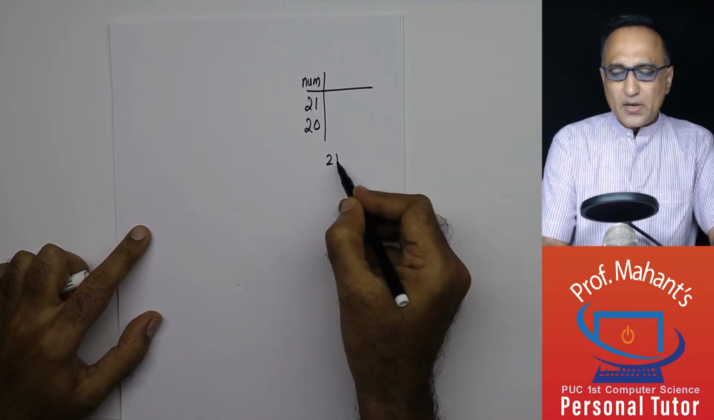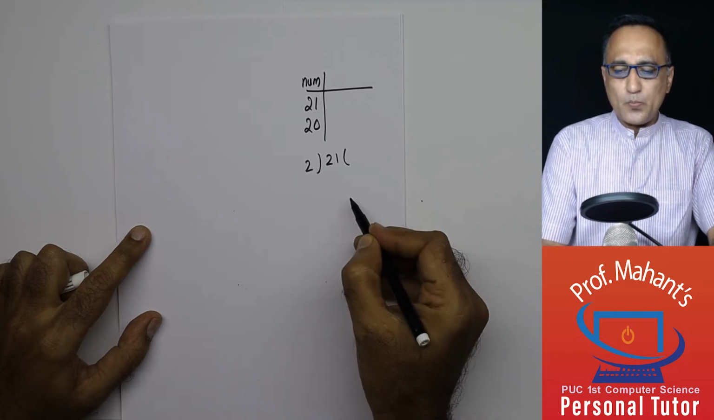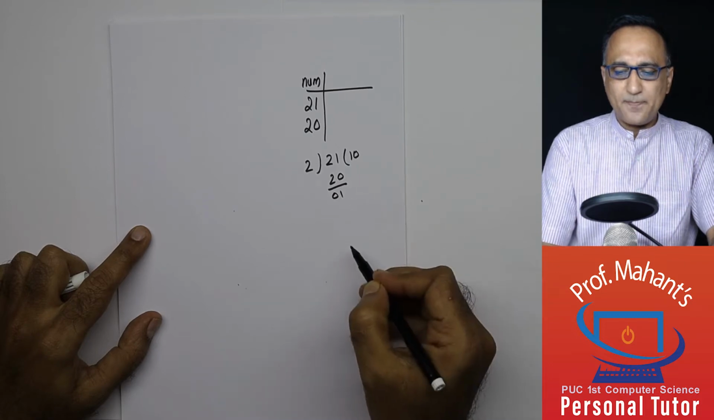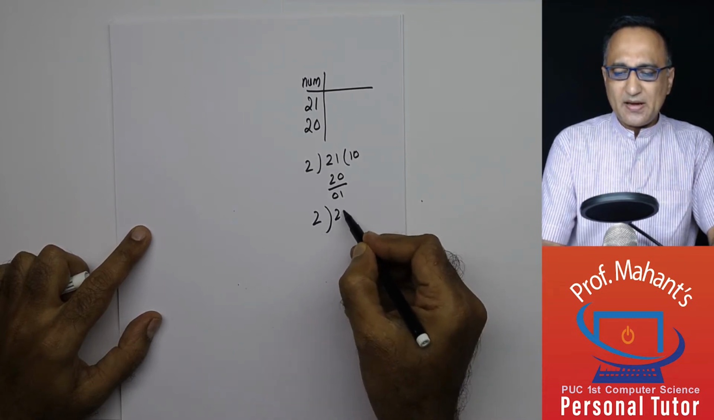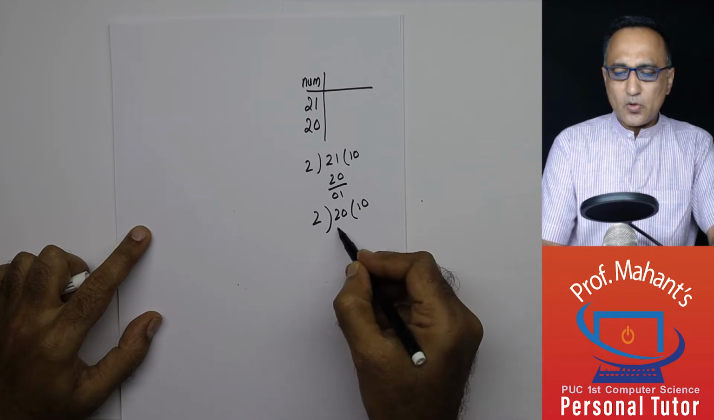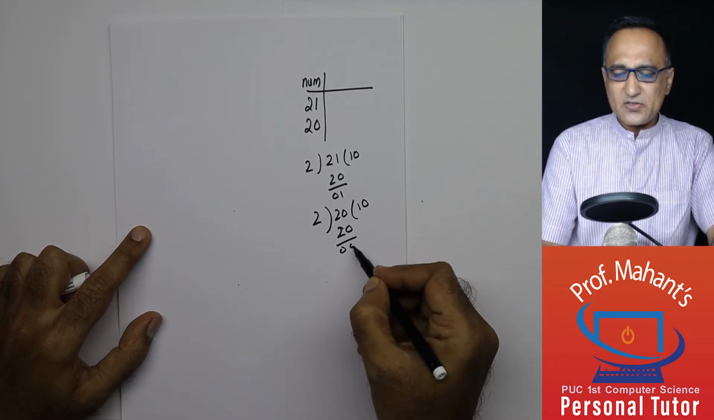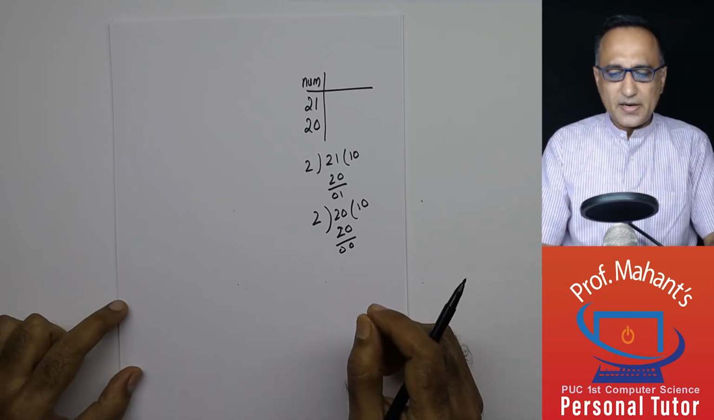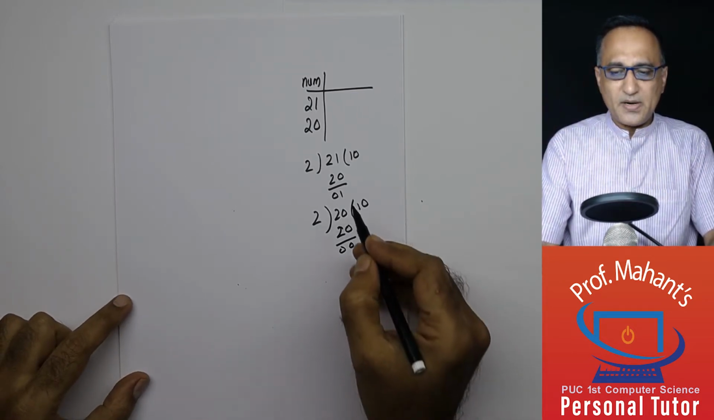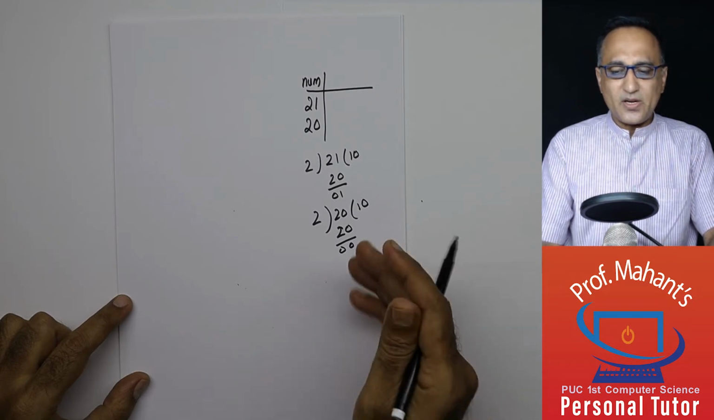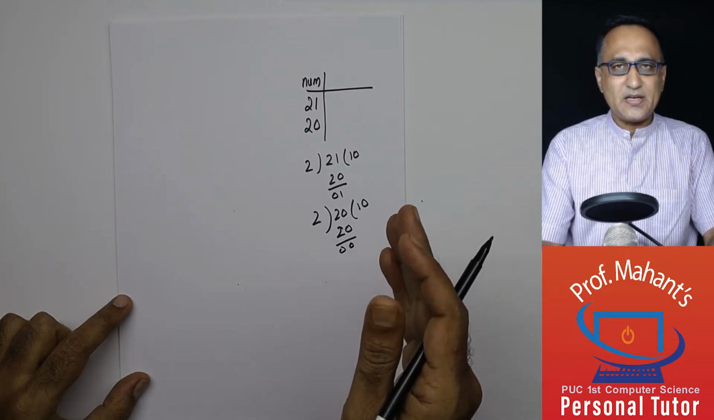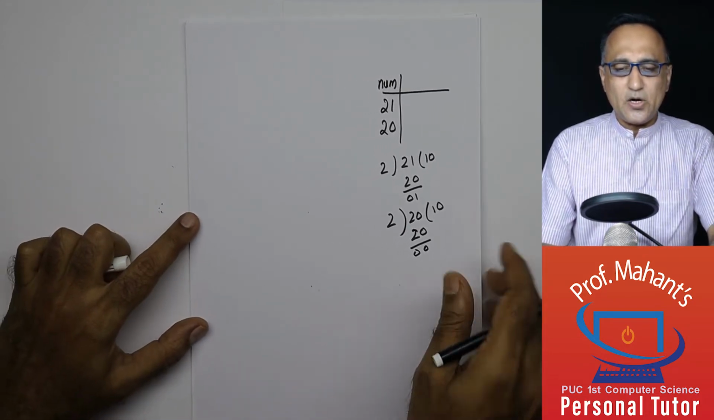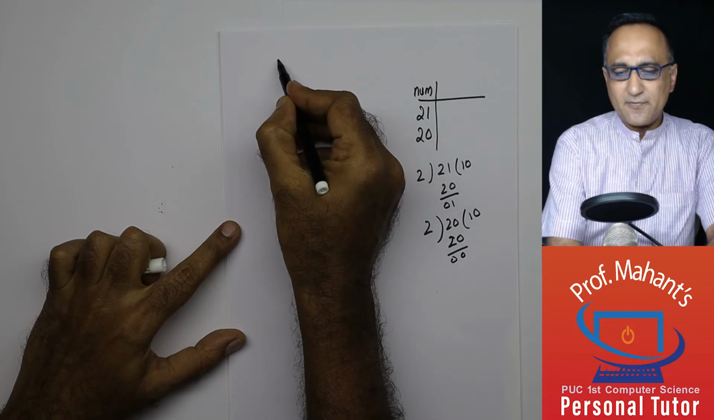If I take 21 and divide it by 2, what is the remainder? The remainder is 1. If I take 20 and divide it by 2, what is the remainder? The remainder is 0. So the mod operator in programming helps us determine whether the remainder is 0 or 1. If the remainder is 0, I straight away tell it's an even number, else I tell it's an odd number. Let's take a look at how we go about doing this particular flowchart.